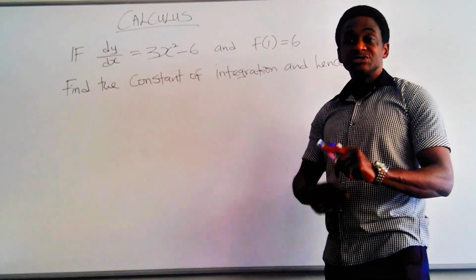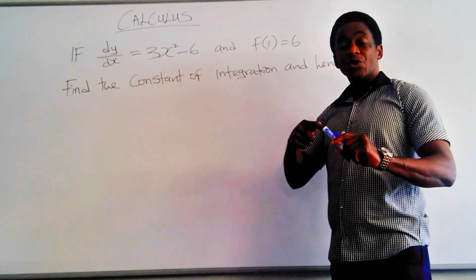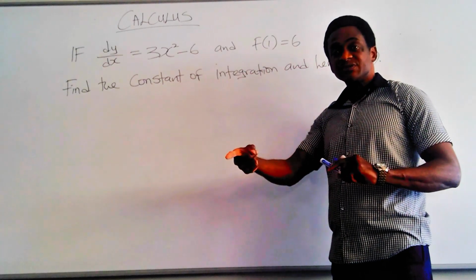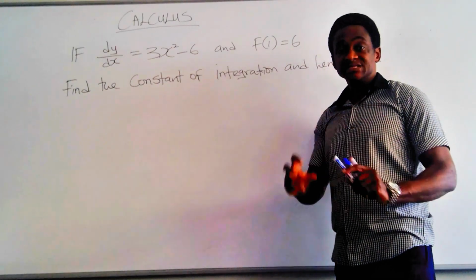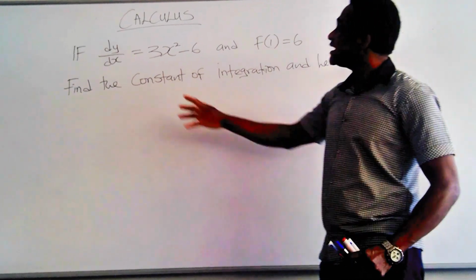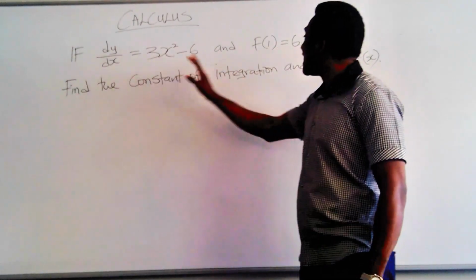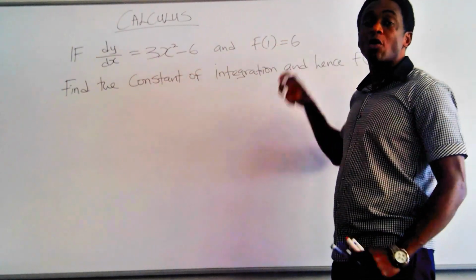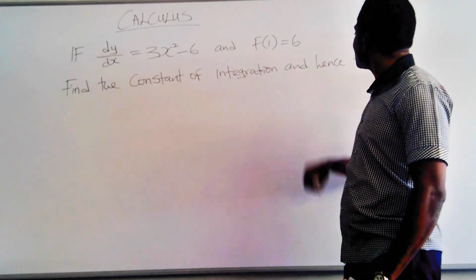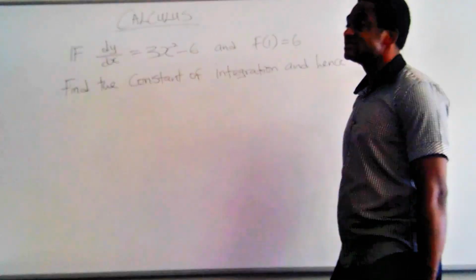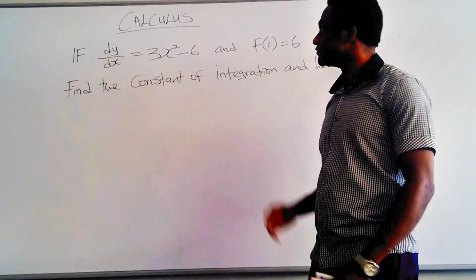When you are changing the function to the first derivative, you are differentiating. So understand the difference. Original function to first derivative, differentiation. First derivative to original function, integration. In this case, they gave us dy over dx equals this. That means they've given us the first derivative. And they also gave us another point, a coordinate on the graph. They are asking us to find the constant of integration and hence the function that gave us this first derivative.